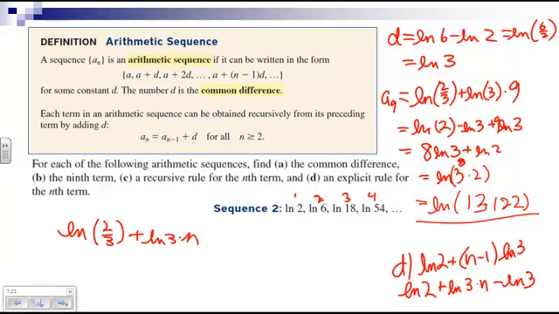Let's do an easy problem. What's the recursive rule in this case? The recursive rule for these arithmetic sequences is always in the form a sub n is equal to a sub n minus 1 plus d, the difference.